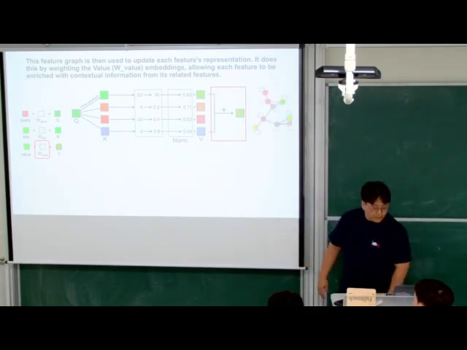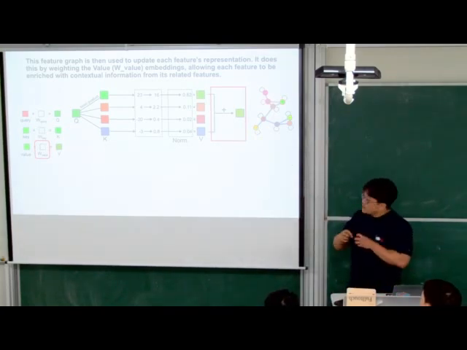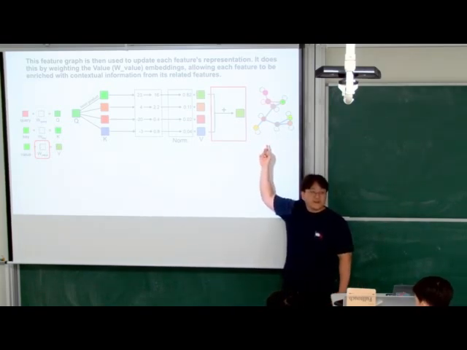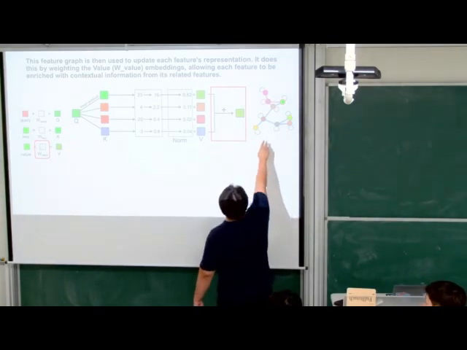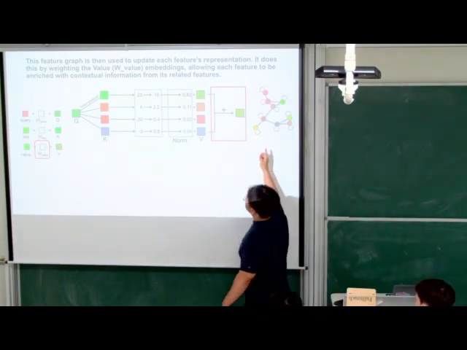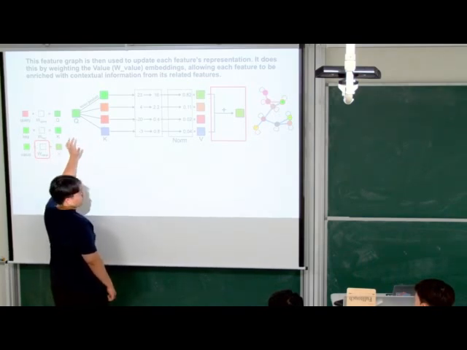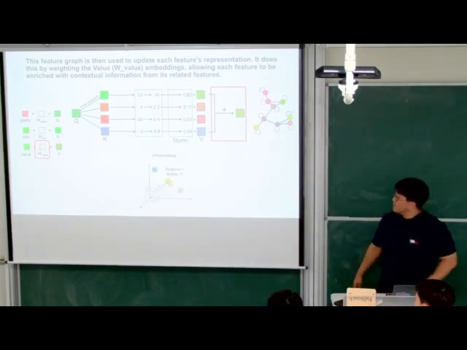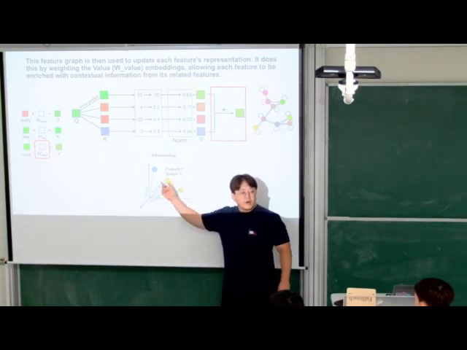So we will find the highly correlated features, the connected features in this graph, right? And using the values of the connected features, we will update the value which corresponds to Q. So, and then the feature state will be updated.